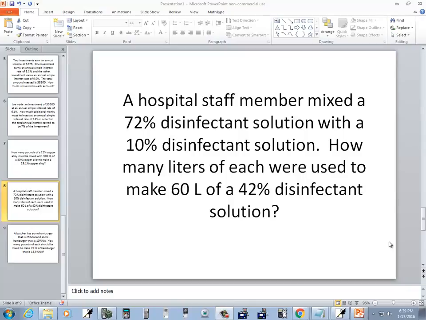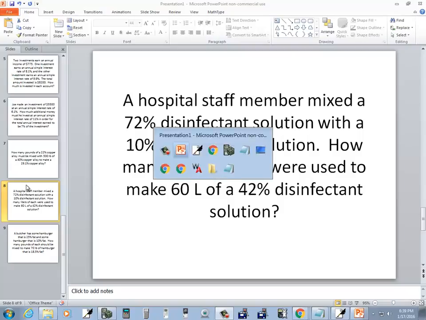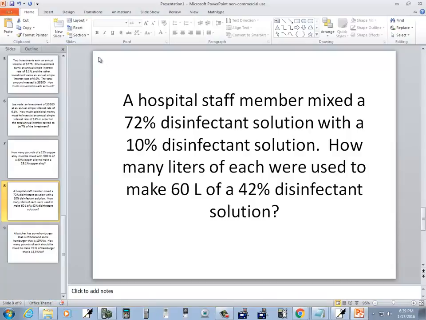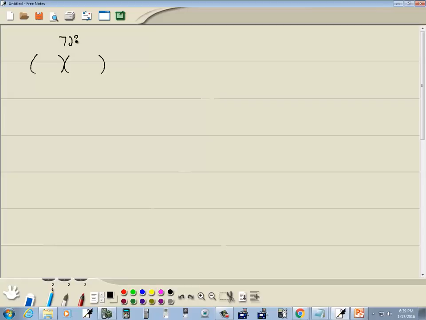A hospital staff member mixed a 72% disinfectant solution with a 10% disinfectant solution. How many liters of each were used to make 60 liters of a 42% disinfectant solution? So we've got our 72%, and then we're mixing that with 10%, and that's going to give us 42%.